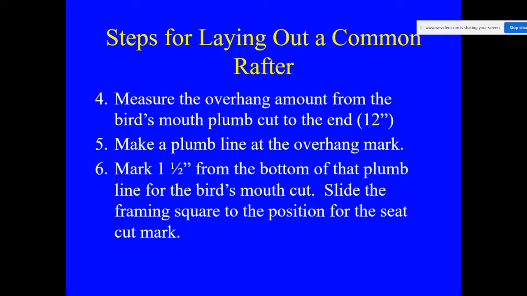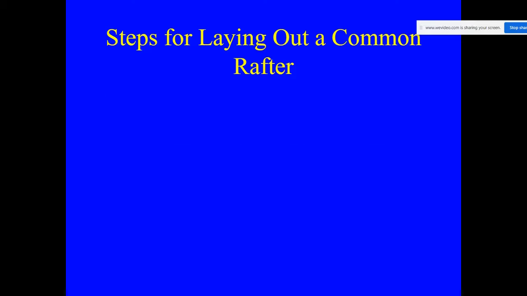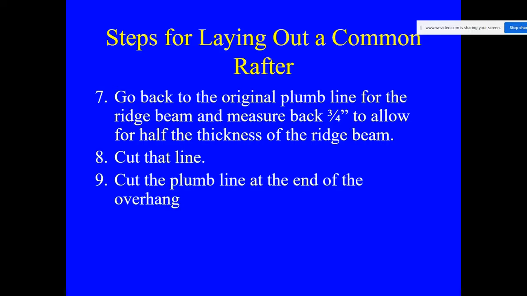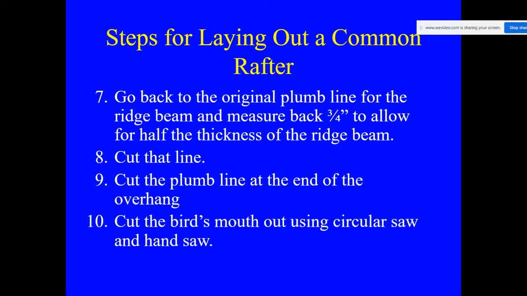Slide the framing square to the position for the seat cut mark. So you'll see again what this all means when you actually do it. So go back to the original plumb line for the ridge beam and cut 3/4 back to allow for half the thickness of the ridge beam. So again, we'll explain what this all means. Cut that line, cut the plumb line at the end of the overhang. Cut the bird's mouth using a circ saw or a handsaw.